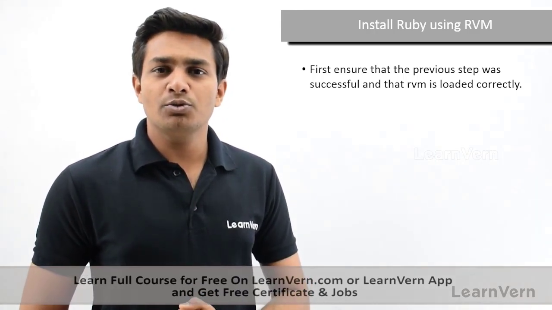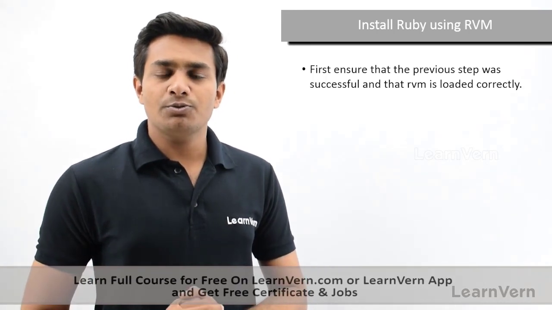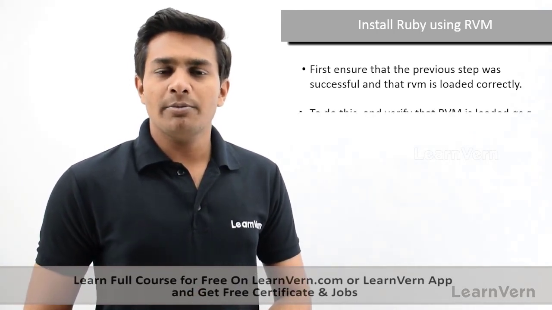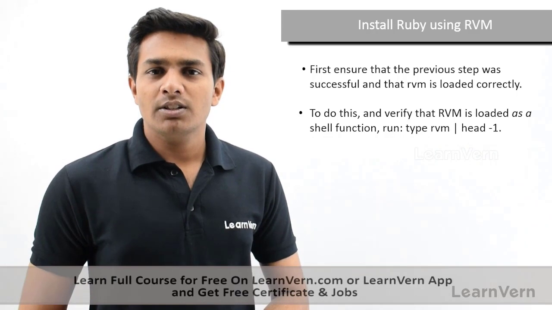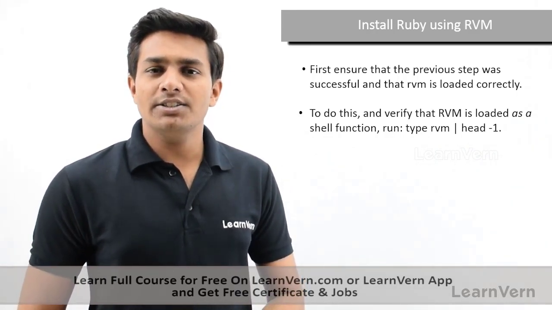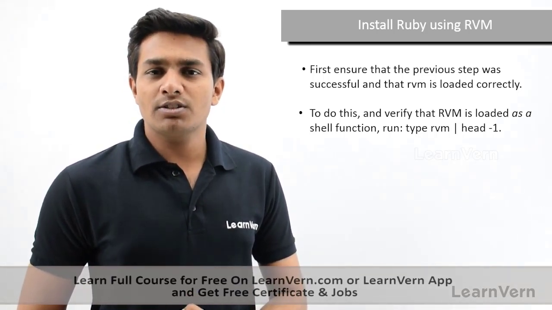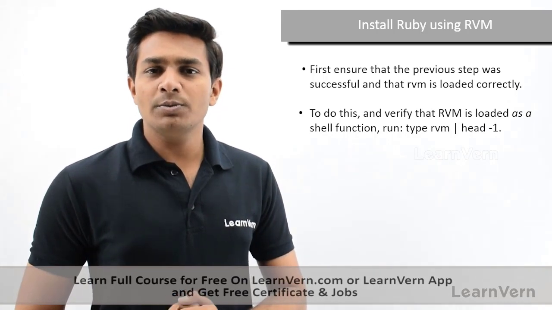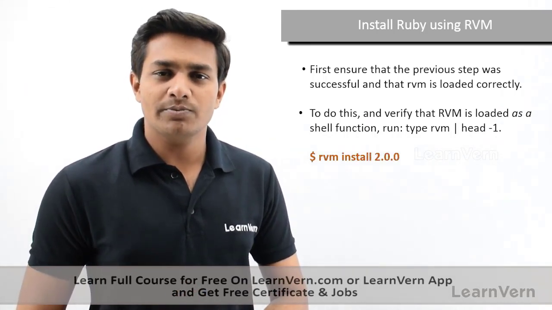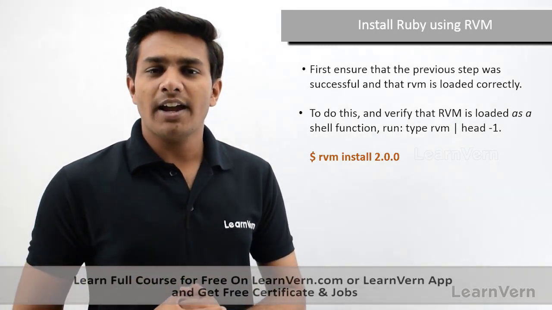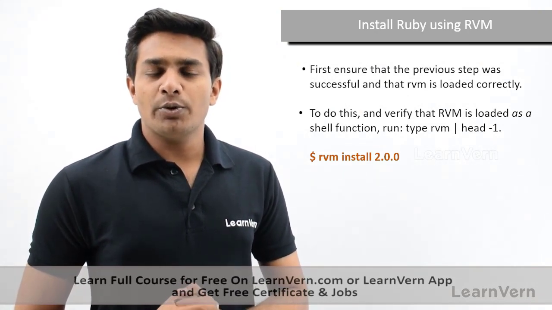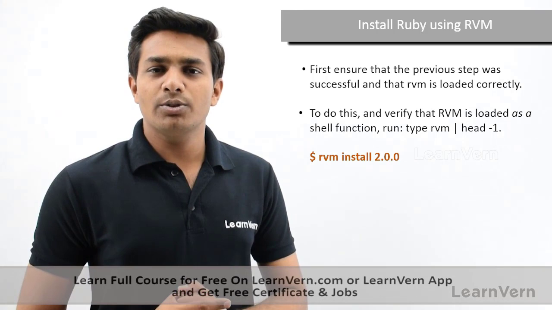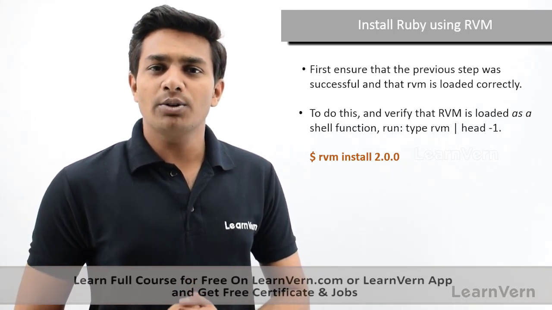For installing a new Ruby version, we need to run one command, rvm install, followed by the Ruby version that we need to install. By using this command, we can easily install Ruby. Actually, the syntax is rvm install and the version of Ruby that we need to install on our local machine. Here on the screen, you can see that I have written one command, that is rvm install 2.0.0. So this command will install Ruby 2.0.0 on my local machine.